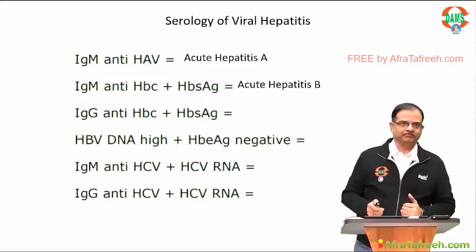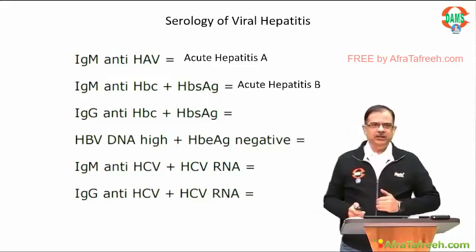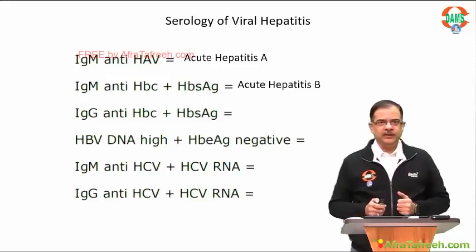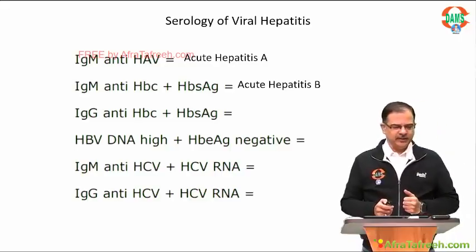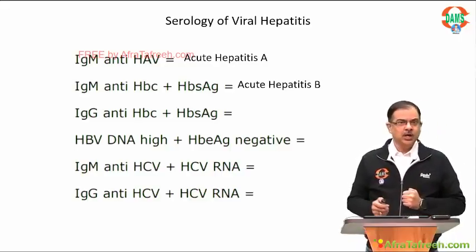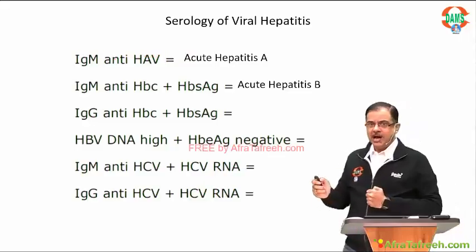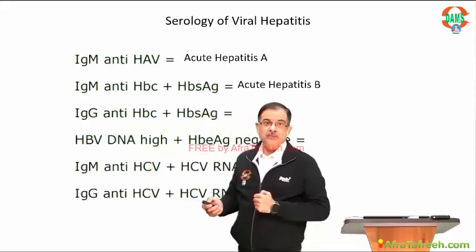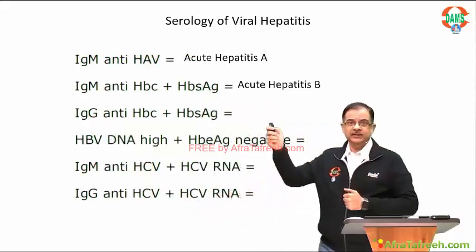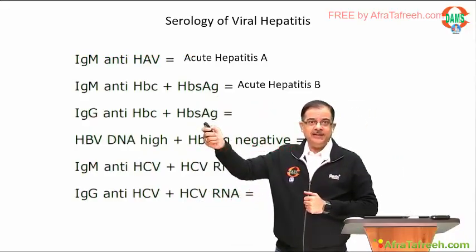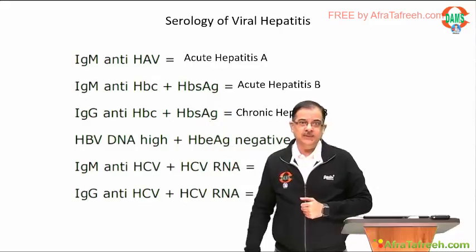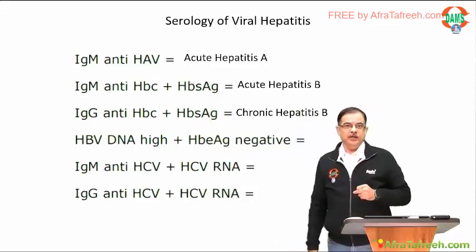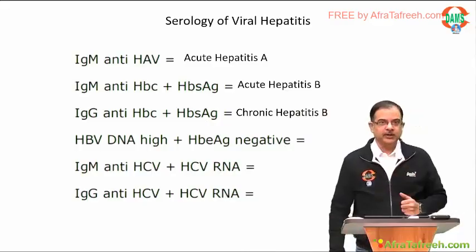Third answer is IgG anti-HBc along with HBs antigen is given. So wherever the word IgG is written, that means it is more than 6 months, and for more than 6 months HBs antigen is present, virus is present for more than 6 months. So it is a case of chronic hepatitis B. Yes, it is chronic hepatitis B.